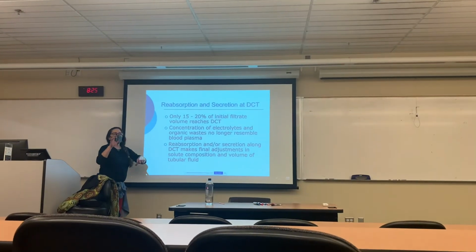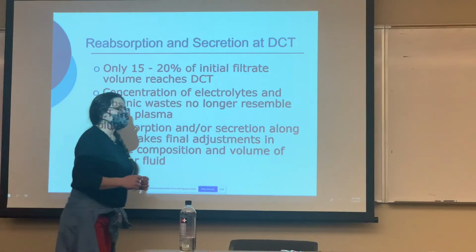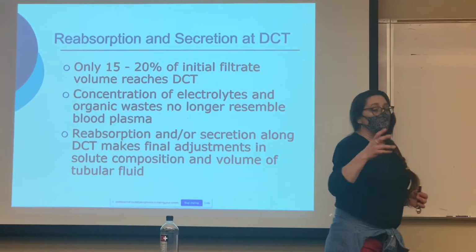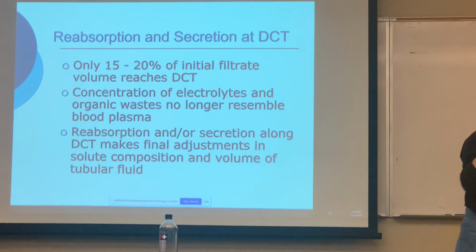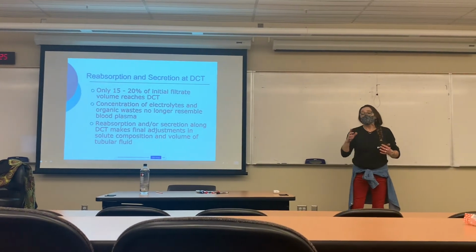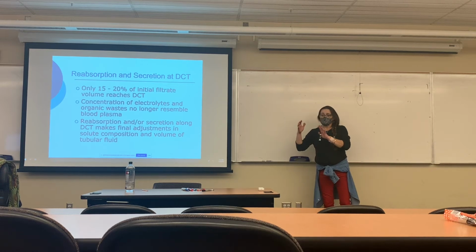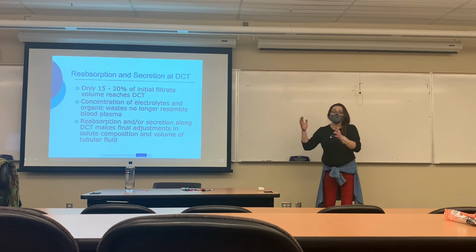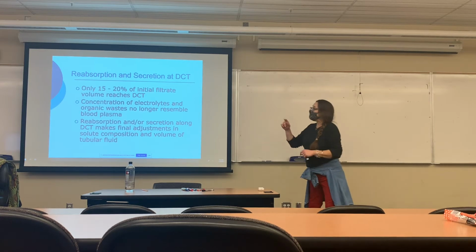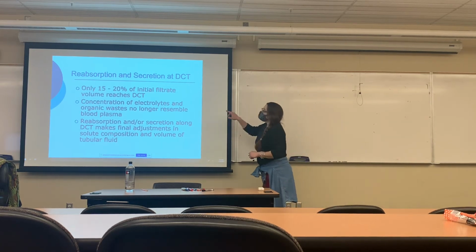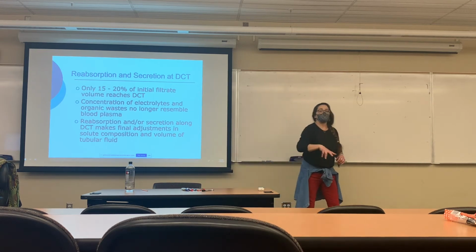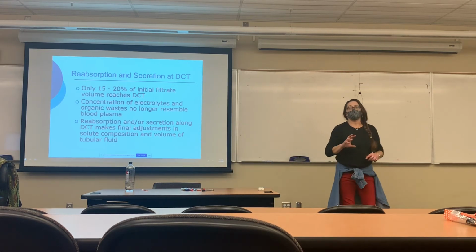If we look at that filtrate that we started with, the filtrate at the PCT, remember, it looks pretty much like blood plasma, except it should not have any plasma proteins in it. But otherwise, at least when it starts in the PCT, it really looks like blood plasma, because anything that's small enough came out. By the time we come into the DCT, it looks a lot different, because we've reabsorbed a lot of stuff at this point.